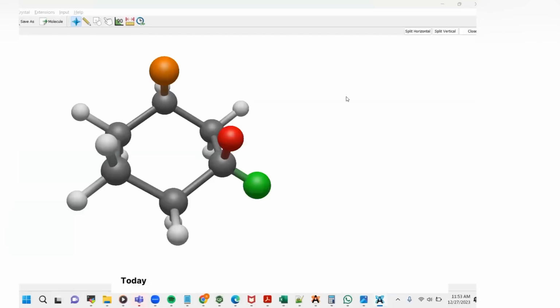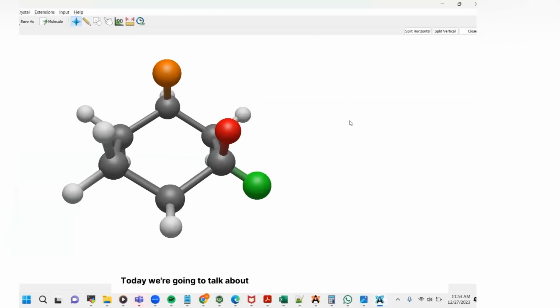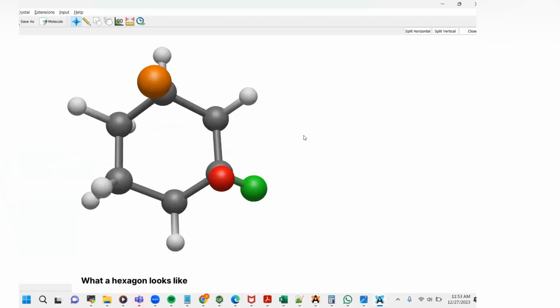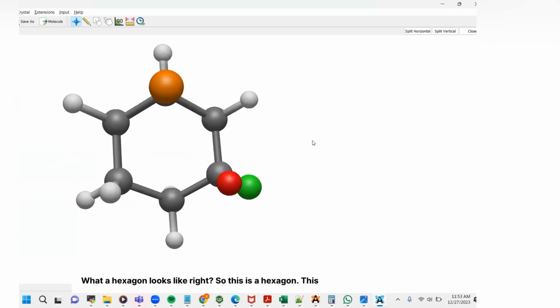Hello, everyone. Today we're going to talk about how you convert a hexagon to a chair conformer. Before we start, I just wanted you to visualize what a hexagon looks like. So this is a hexagon. This is what you will be given in the problem when you're solving the problems.